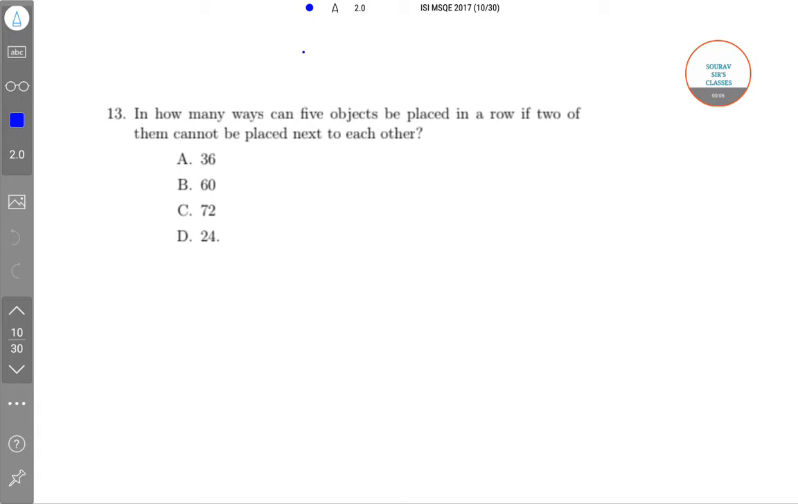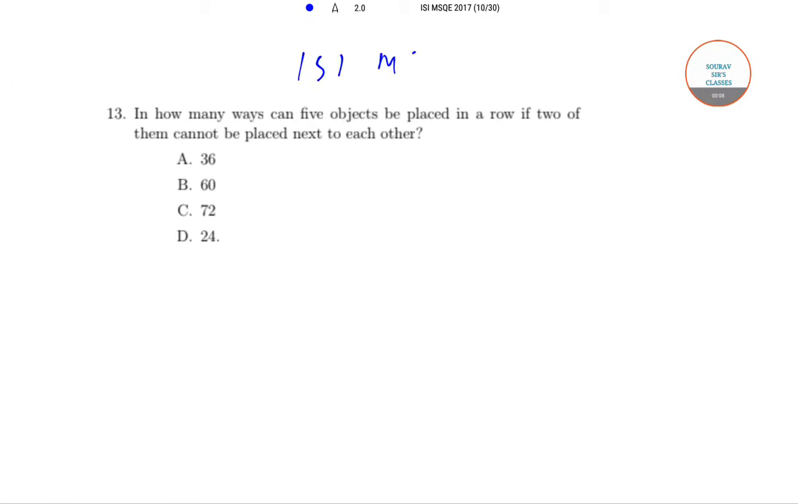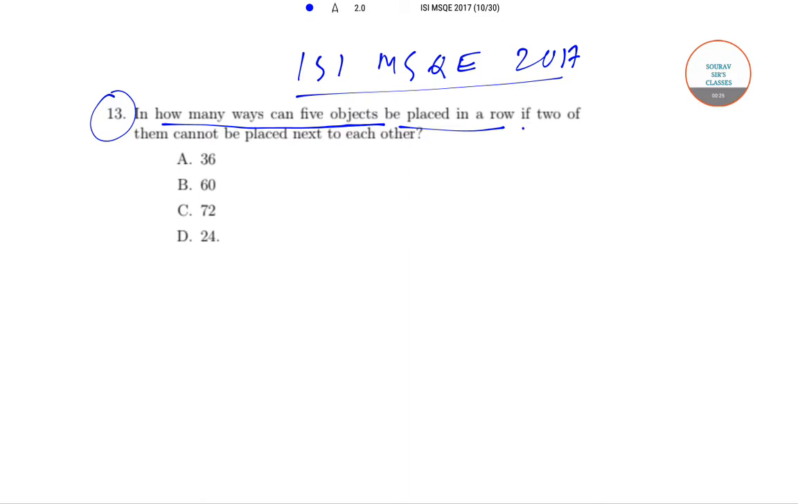Today we'll be solving the ISI MSQE question paper of year 2017. Today we'll be solving question number 13. In question number 13, it has been asked, in how many ways can 5 objects be placed in a row if 2 of them cannot be placed next to each other? The options are 36, 60, 72 and 24.